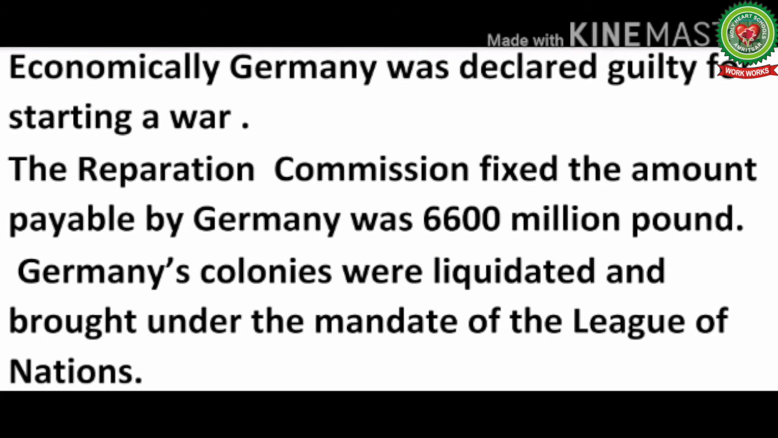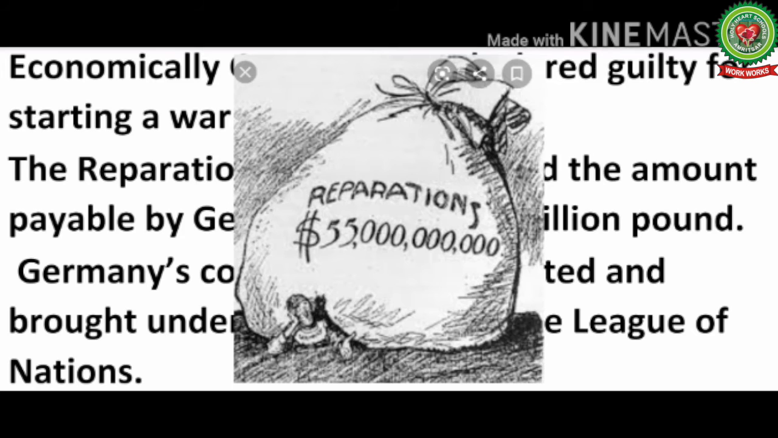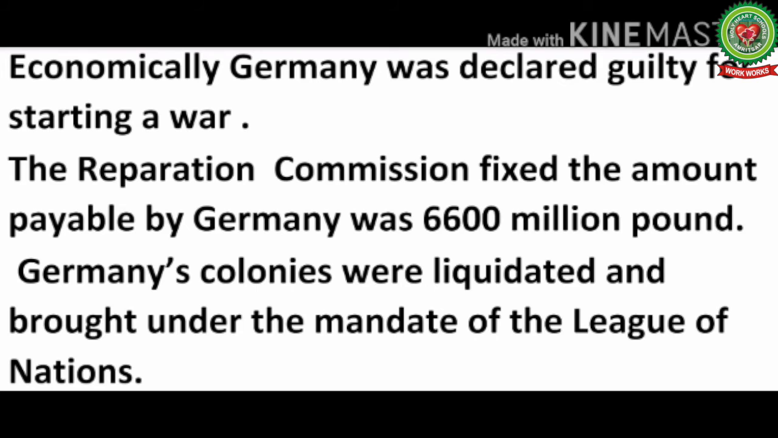Economically, Germany was declared guilty for starting a war. The Reparation Commission fixed the amount payable by Germany at £6,600 million. Germany's colonies were liquidated and brought under the mandate of League of Nations. It was declared in the Treaty of Versailles that Germany was responsible for starting the First World War. The Reparation Commission of the Treaty of Versailles declared the war indemnity Germany would pay. Germany's colonies were taken away from her and brought under the League of Nations.